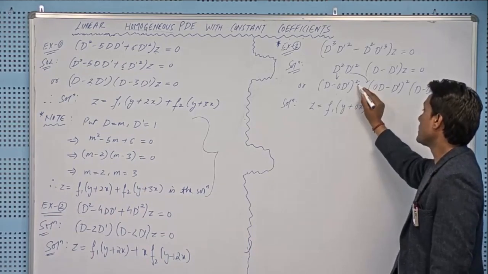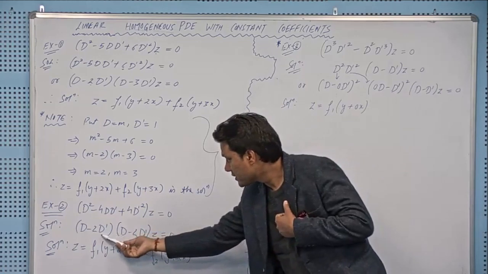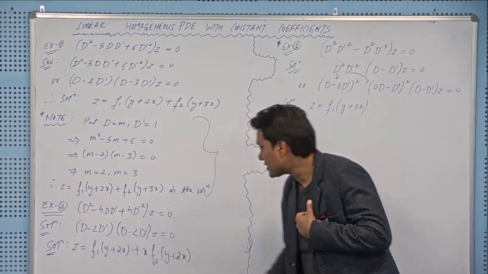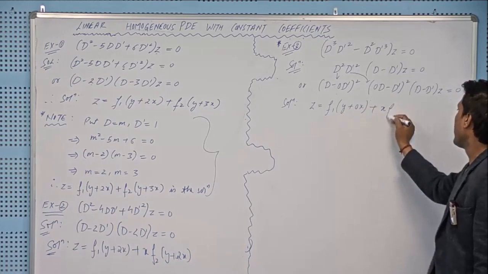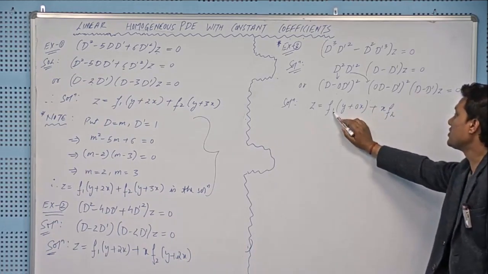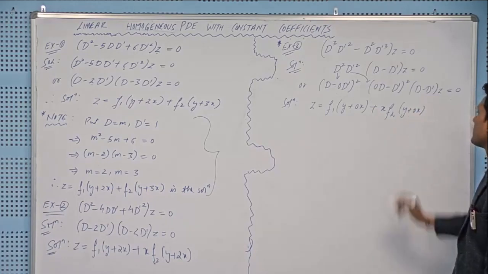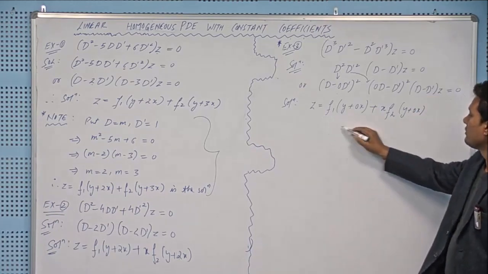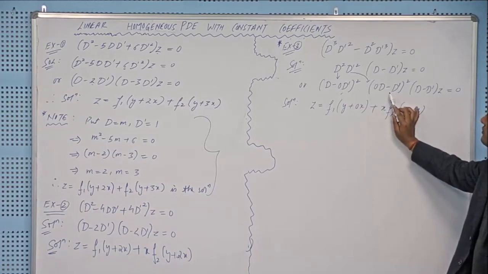And what about this square? For the square, if a factor is present twice, then we have to put an x factor here. That will become x times this solution. f2, remember the subscript will be changed, f1, f2, y plus 0x, and this is the solution for these first two factors.